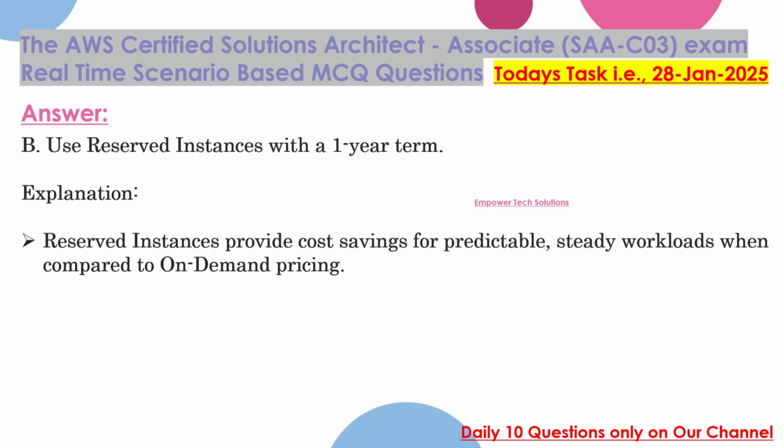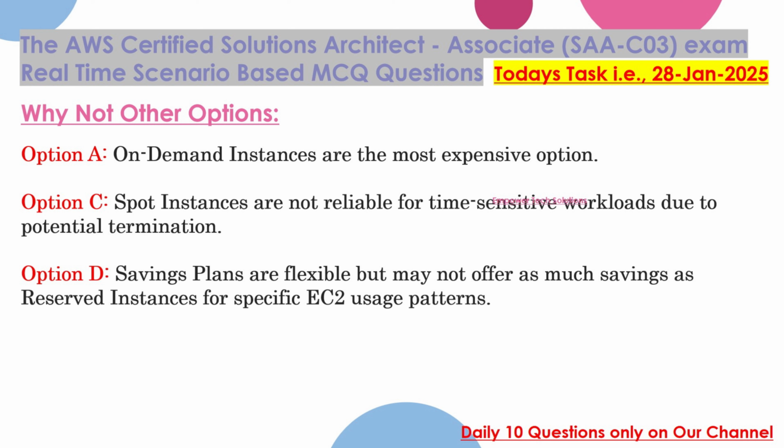Explanation: Reserved instances provide cost savings for predictable, steady workloads when compared to on-demand pricing. Why not other options? Option A, on-demand instances are the most expensive option. Option C, spot instances are not reliable for time-sensitive workloads due to potential termination. Option D, Savings Plans are flexible but may not offer as much savings as reserved instances for specific EC2 usage patterns.